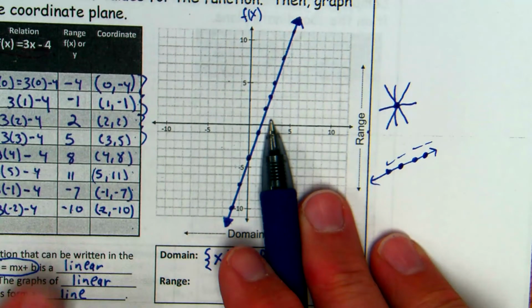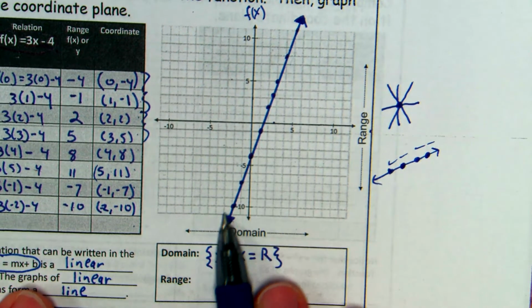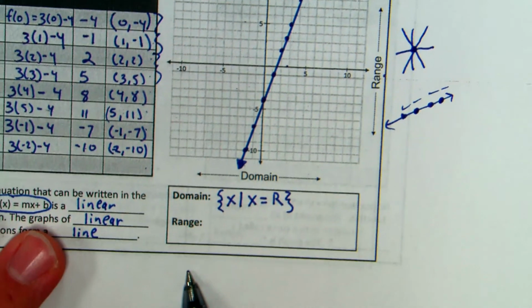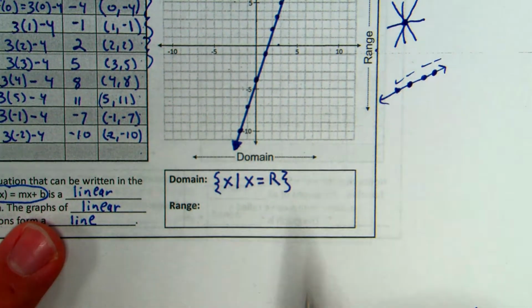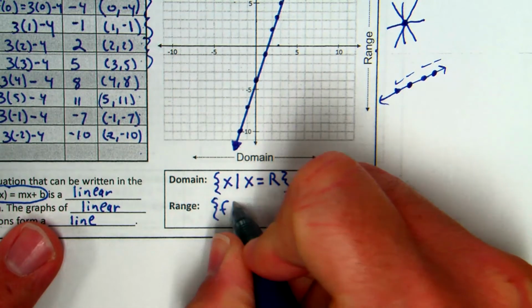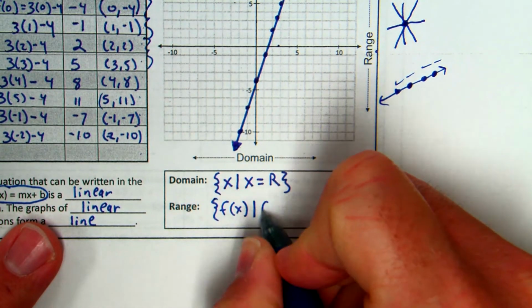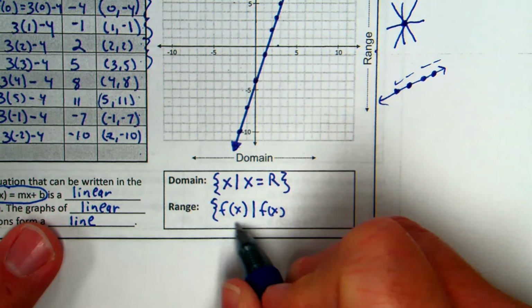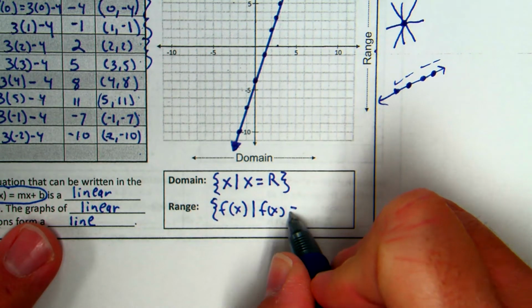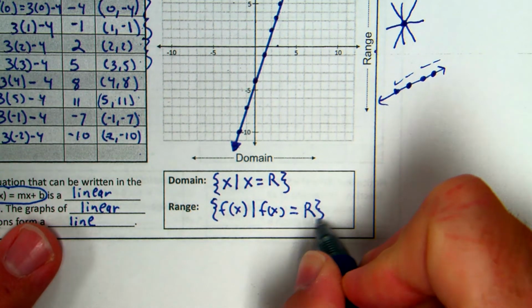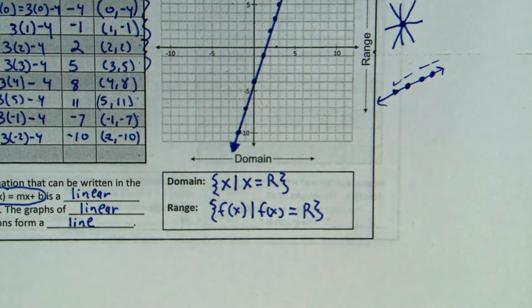The same thing happens as I'm going down. I'm going down, down, down, down, down. No matter how low I go, there is an x that will give me the number I want. Because of that, I would say that every value of f of x or every value of y will work as long as that value is along the number line or is a real number. That's our domain, and that is our range.